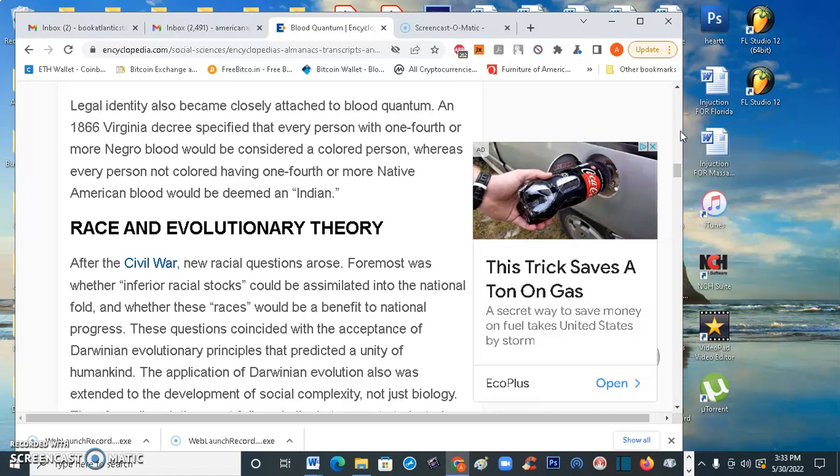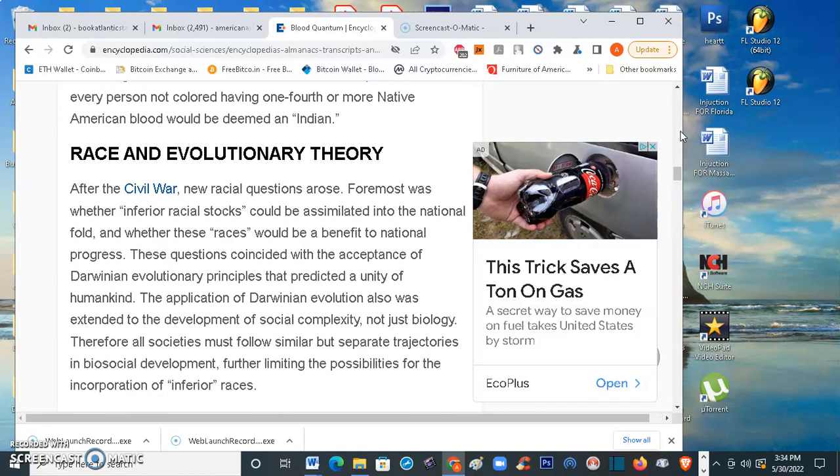Race and evolution theory. After the Civil War, new racial questions arose. Foremost was whether inferior races could be assimilated into a national fold, and whether these races would be a benefit to national progress. These questions coincide with the acceptance of Darwinian evolution. See, it goes back to Darwin. So when you're talking about African and all these, we all come from Africa. This is where it came from, people. Darwin's theory, okay? This is where it all came from. This is why you're so infused with it and it won't leave your subconscious, because it was beaten into you, right? This Darwinian evolutionary principle that predicted a unity of humankind.